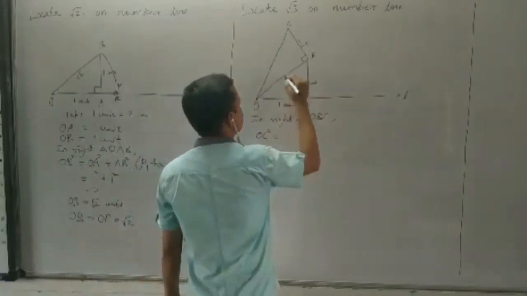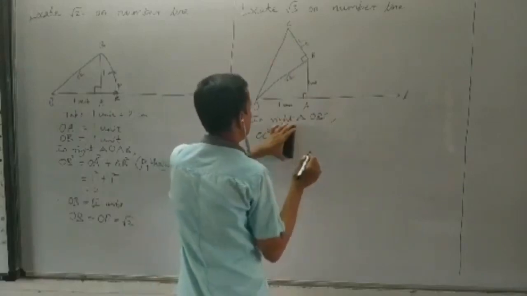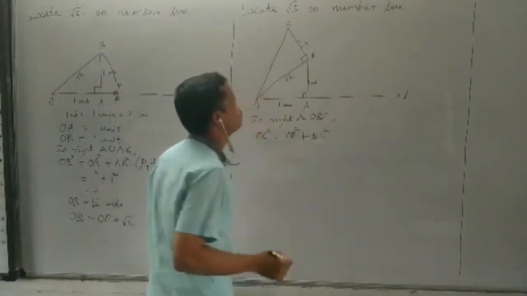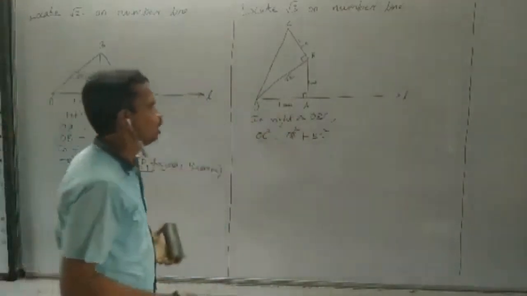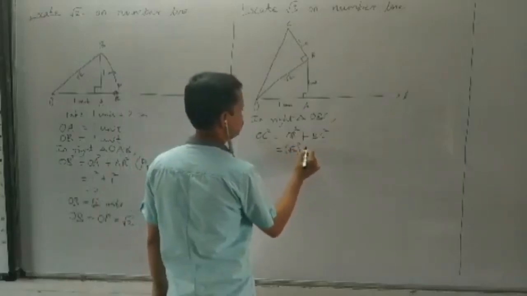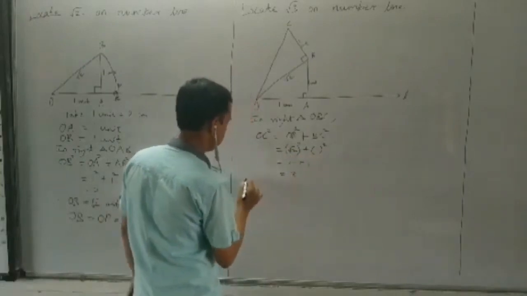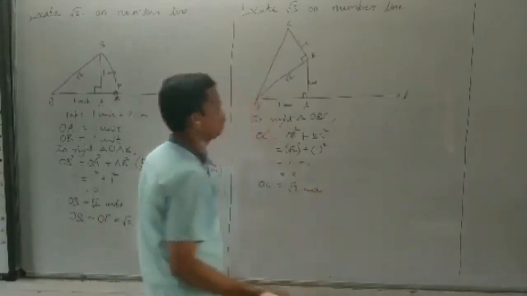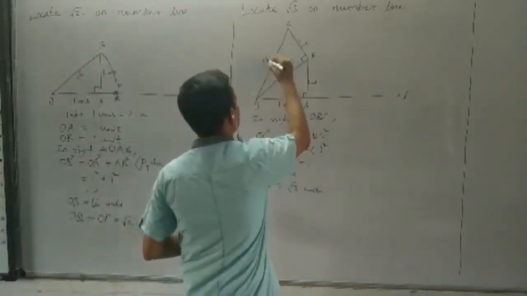Now this is the perpendicular, so in right triangle OBC we can take OC square is equal to OB square plus BC square. You know already from this diagram, OB is root 2. So this is root 2 whole square plus 1 square, and this becomes 2, this becomes 1, and you get 3. Therefore, OC equal to root 3 units.